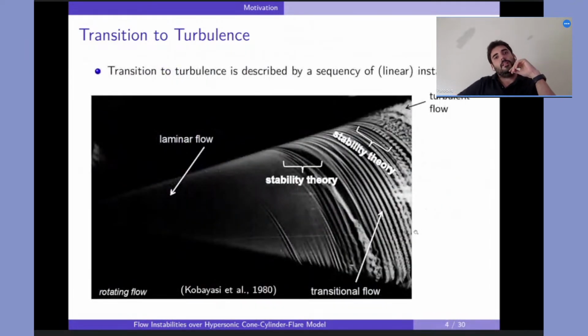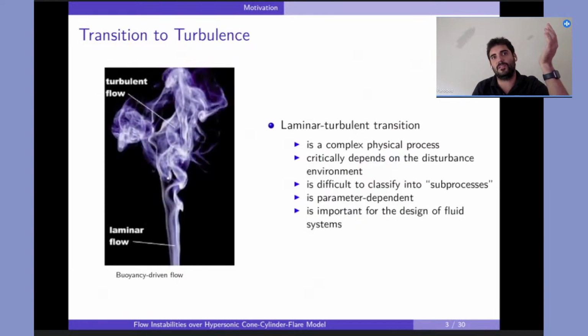Okay, this is a very nice picture by Kobayashi from the 1980s. It's a rotating cone. At the beginning, close to the nose of the cone, you have laminar flow, and then you start getting some kind of streaks. Those are a consequence of linear instabilities, in this case cross-flow instability, that grow, and then it breaks again. You have these kinds of structures on top of that, and at some point you get turbulent or chaotic flow. So the transition from laminar to turbulent is very similar to this flow here, the buoyancy-driven flow, but in this case it is just the smoke, and the other one is in the boundary layer over this cone.